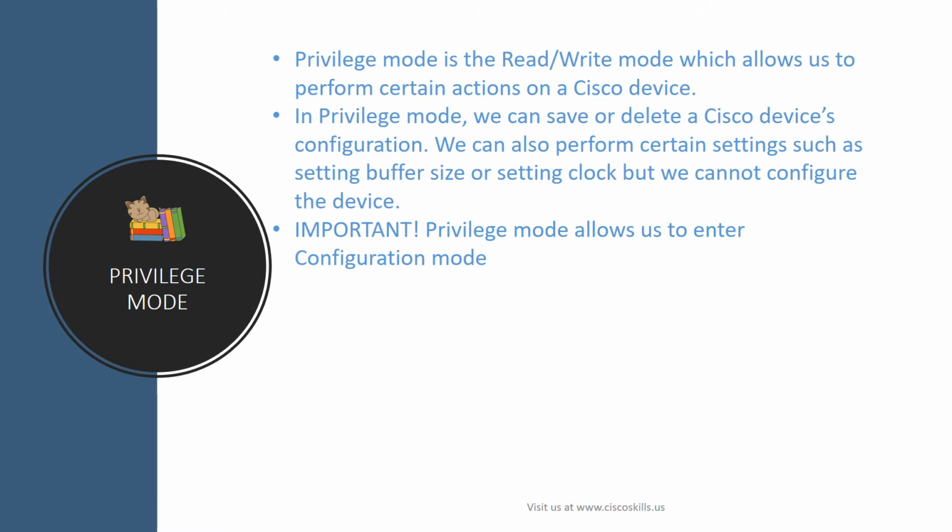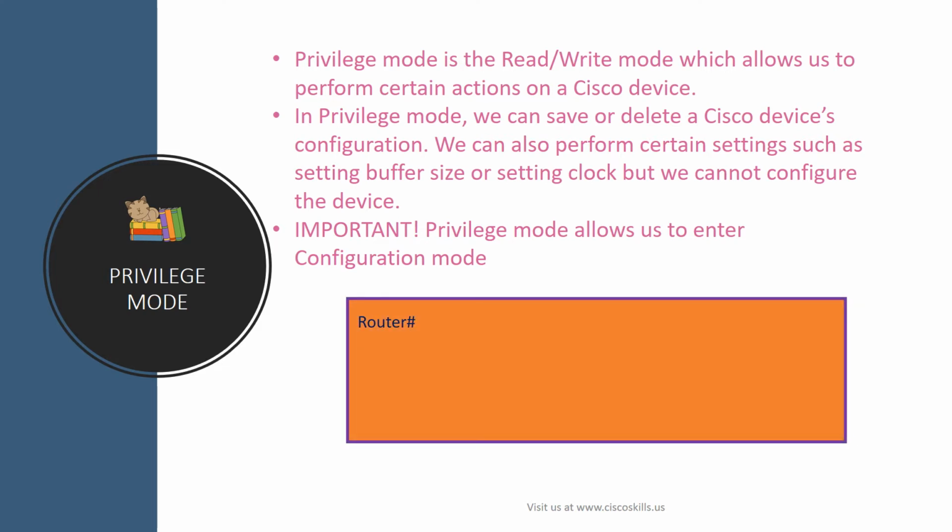Let's learn about privilege mode. Privilege mode is the read-write mode which allows us to perform certain actions on a Cisco device. In privilege mode, we can save or delete a Cisco device configuration. We can also perform certain settings such as setting buffer size or setting the clock, but we cannot configure the device. From the privilege mode, we can gain access to the configuration mode.